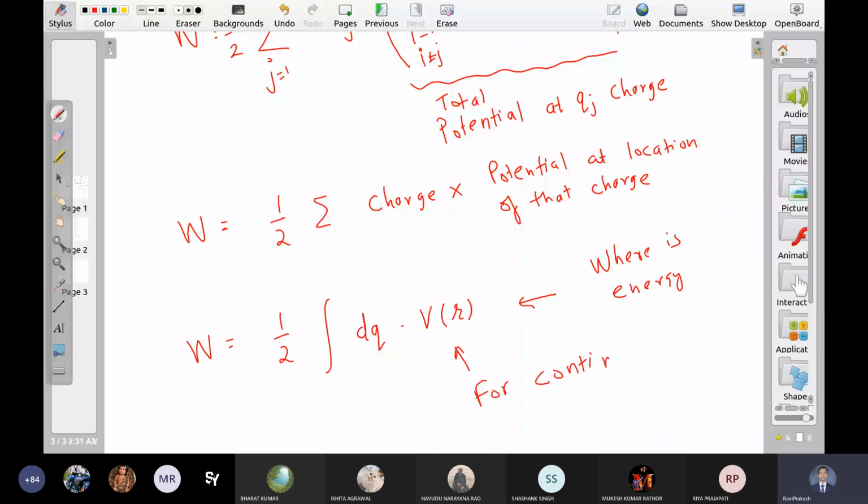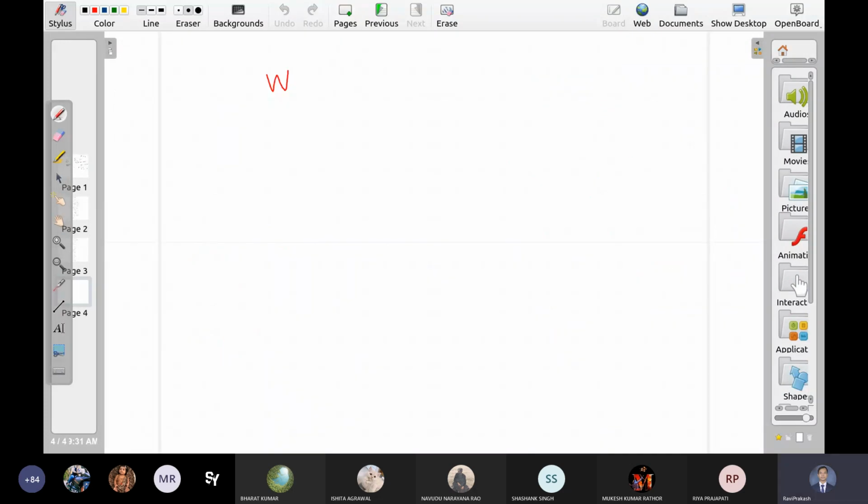Now let us write it in a somewhat elegant style. So this is the work done. dq means, if density is rho and let us say volume is tau. V is for potential, tau is for volume.